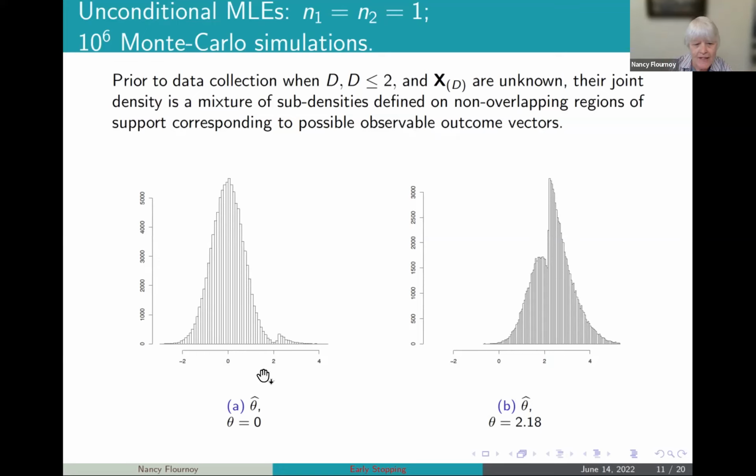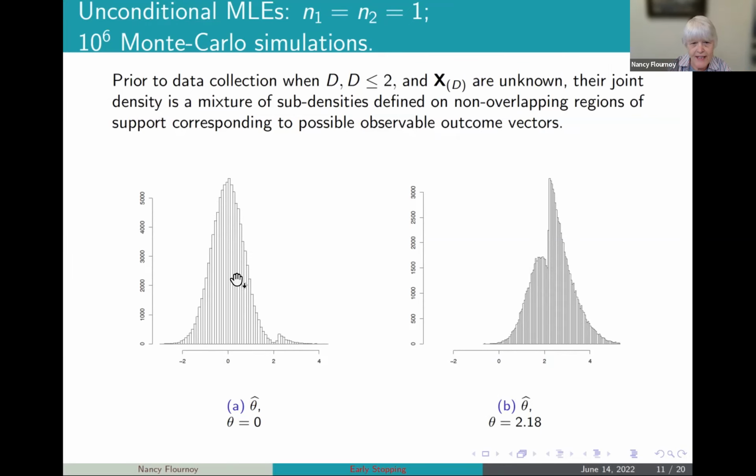So on the left, we have the histogram of theta hat under the null hypothesis. And you can see that there's a large piece that looks pretty normal. And then there's this little bump, which has to do with the density if you had rejected the null hypothesis at the first stage.